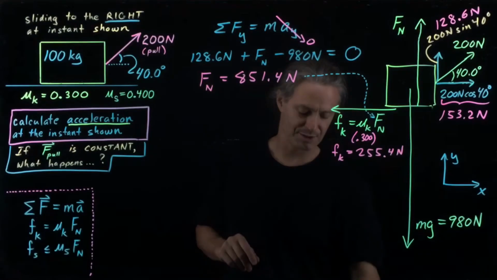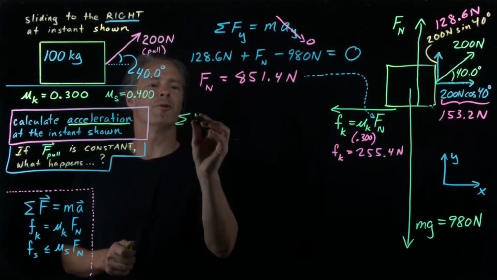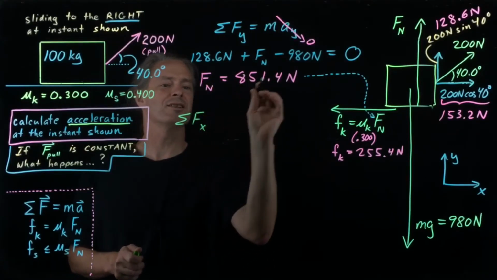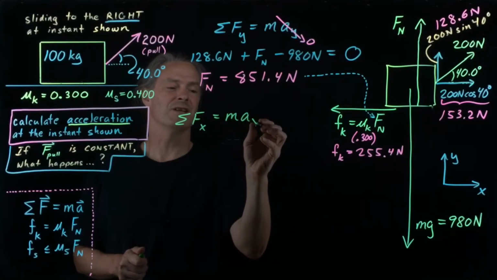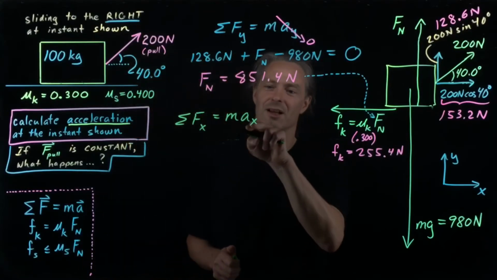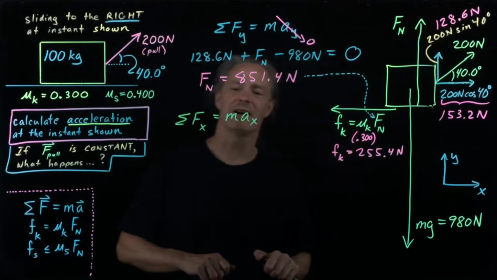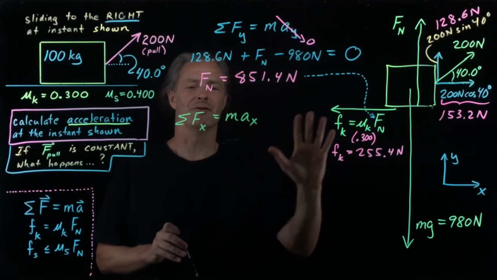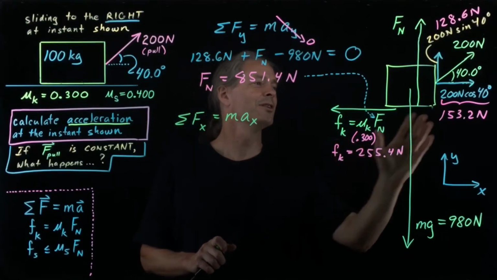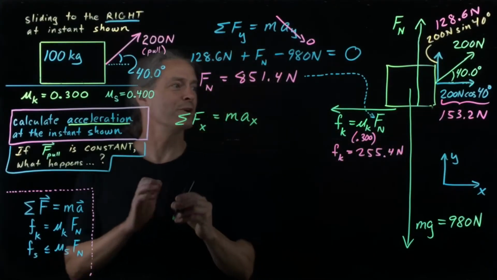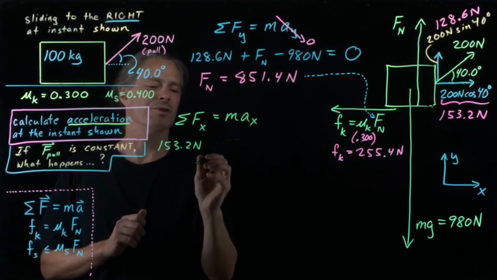So let's see what happens. I'll put this in green. So sum of the forces in the x direction acting on the crate equals the mass of the crate times its acceleration in the x direction. This acceleration will not be 0. This acceleration component is what we're trying to find. So we go to our diagram, look for our components. We only have two components along the x direction, this one and this one. We have positive 153.2 newtons. That's the x component of the pulling force.